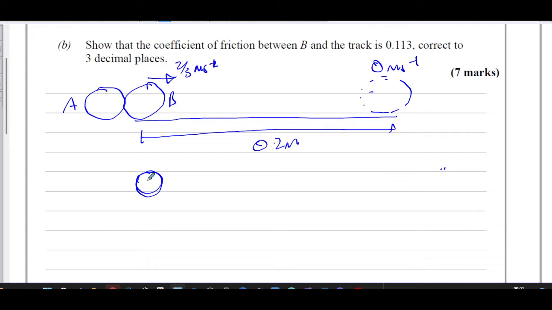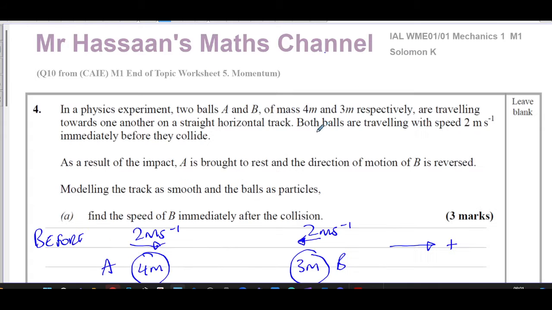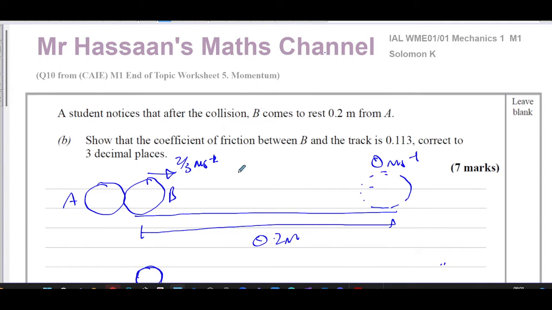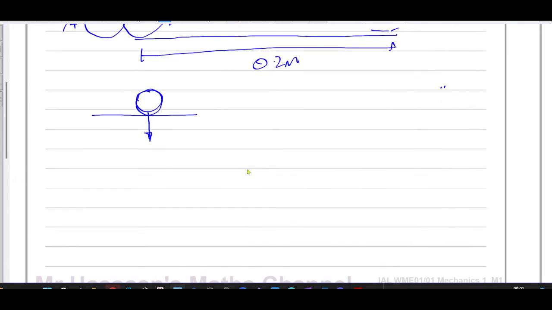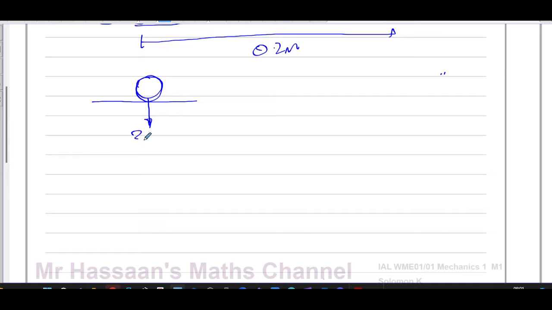The forces acting on B are going to be its weight, which, as we said, the mass of B is 3m, so its weight is going to be 3mg. You're going to have the reaction force because it's in contact with the surface, which is R. It's going to be equal to 3mg anyway.